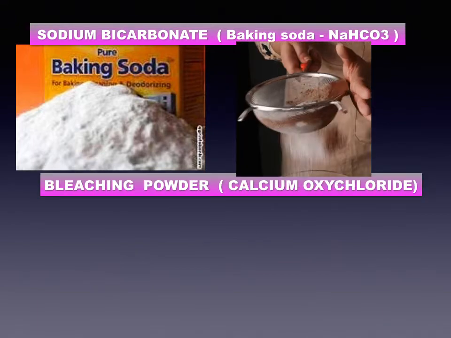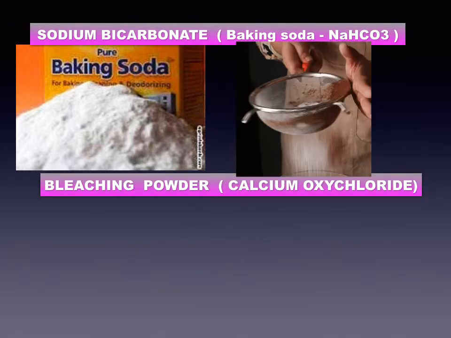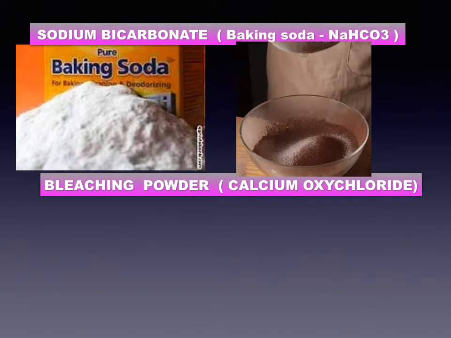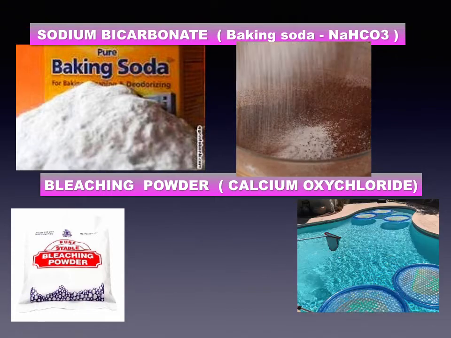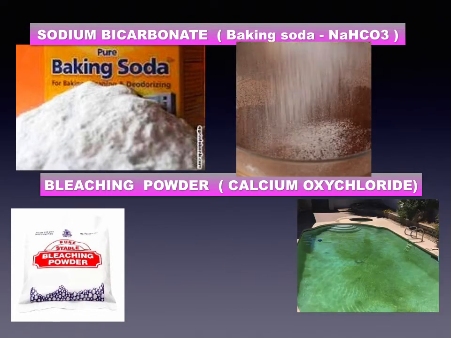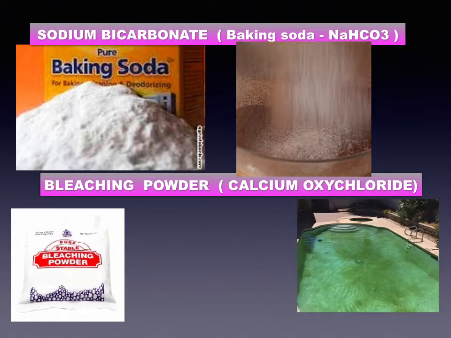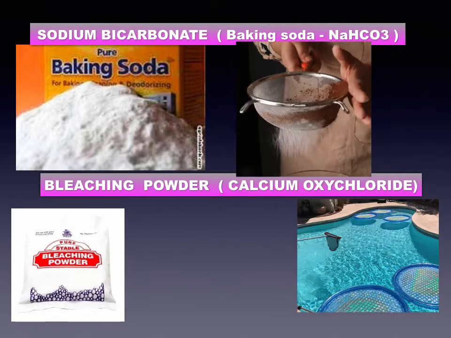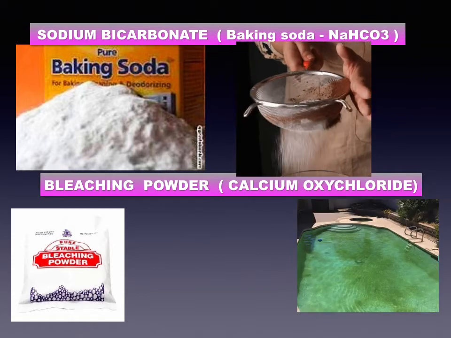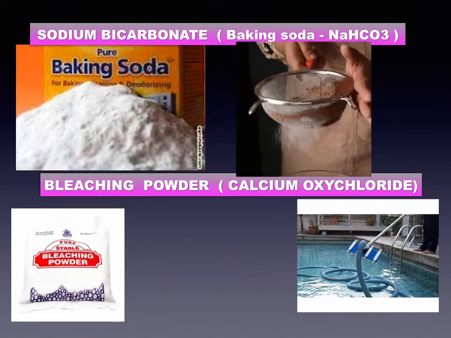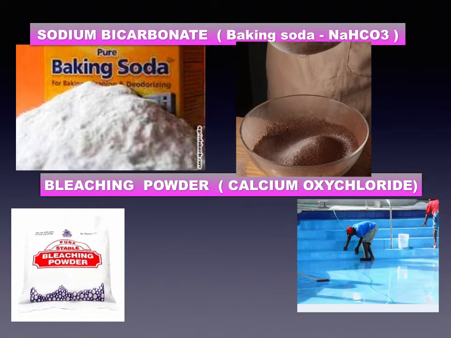Next, we shall see about bleaching powder, that's calcium oxychloride, CaOCl2. Tap water has a typical strong odor in the rainy season. Have you experienced it? Water in a swimming pool also has the same odor. It is the odor of the chlorine gas used to destroy the microbes in the water. Chlorine gas is a strong oxidizing agent and therefore it has a strong disinfecting as well as a bleaching action.